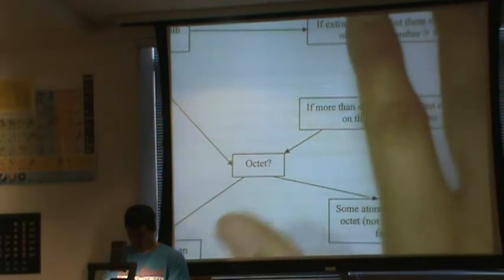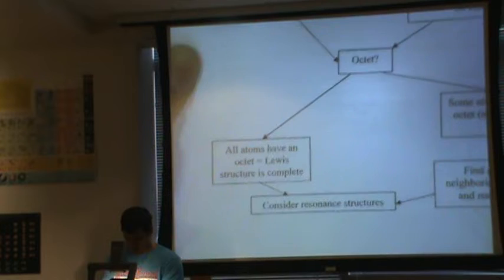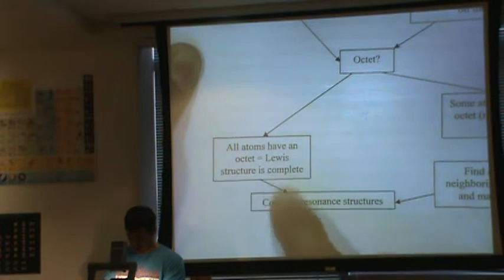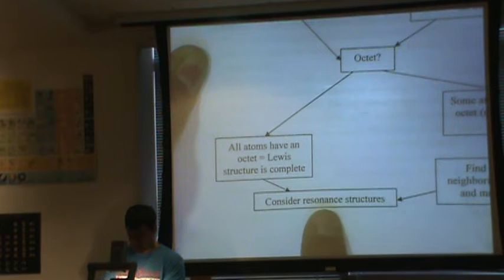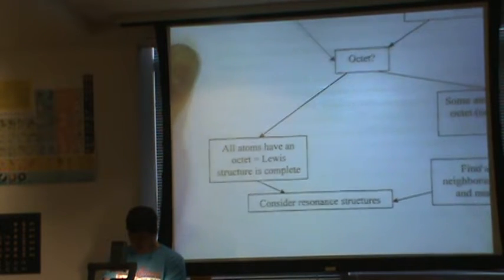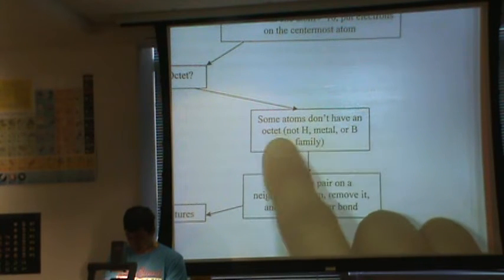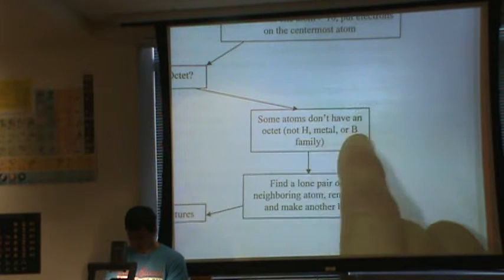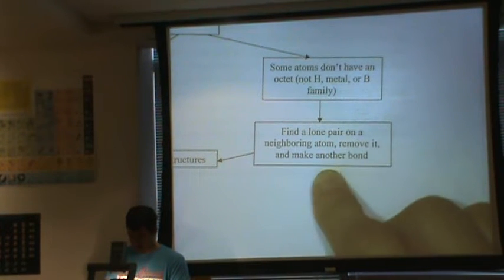The only other thing you have to do after you've completed your octet Lewis structure is consider if there's any resonance structures. And I have an example that's going to exemplify this. If it doesn't follow the octet rule, then what it means is some atoms don't have an octet, not hydrogen, metal, or part of the boron family. Find a lone pair on a neighboring atom, remove it, and make another bond.